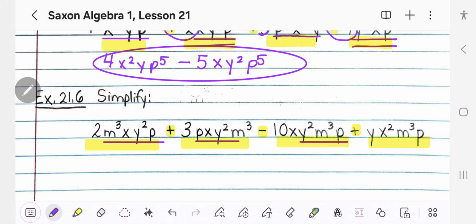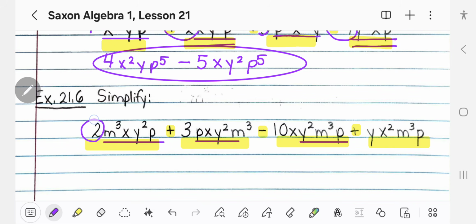Yeah, it's the same. But here I have an x squared m cubed p, or I'm sorry, I didn't say the y first. A y x squared m cubed p. Do I have that same thing anywhere else? I do not. So in 21-6, the first 3 terms are like.